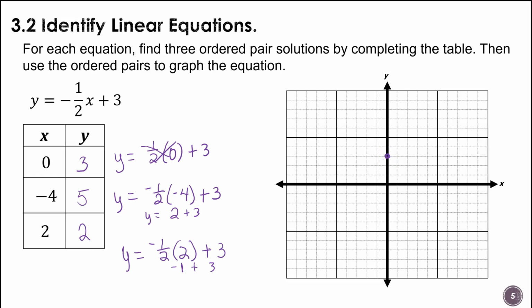All right, so there's 0, 3, -4, 5, and then we have 2. Let me get that one on there, 2, 2. I think it's when I press too long at one spot that I make that silly line. And then we are going to draw the line that connects all of these points.